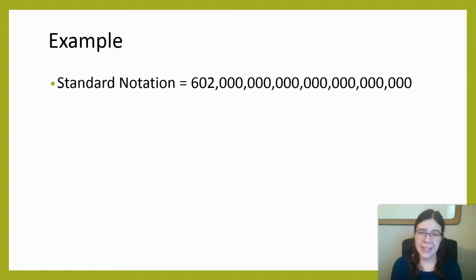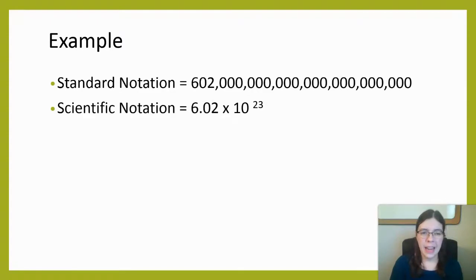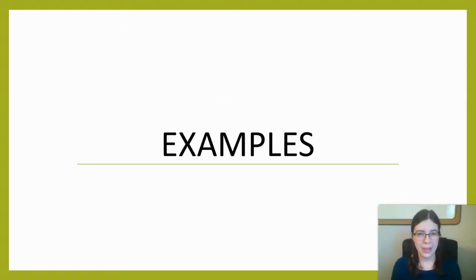Okay, so to give you an example of this, a number written out in standard notation is 6.02 sextillion, which is the mole that we'll be using a bunch this year. And as we look at that, it is a pain to deal with. There are so many zeros, it's hard to know where we are. It's just really unwieldy. But if I write it in scientific notation, it becomes 6.02 times 10 to the 23rd, which, although it might seem a little foreign, is actually a whole lot easier to deal with. So let's go ahead and work through some examples of how to do scientific notation.